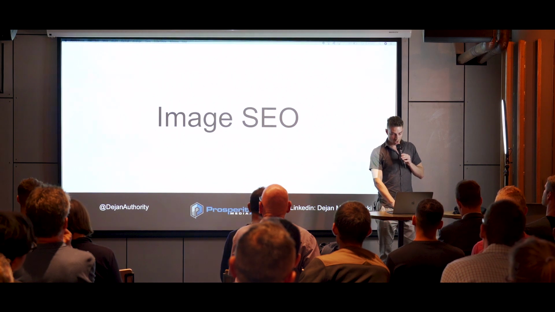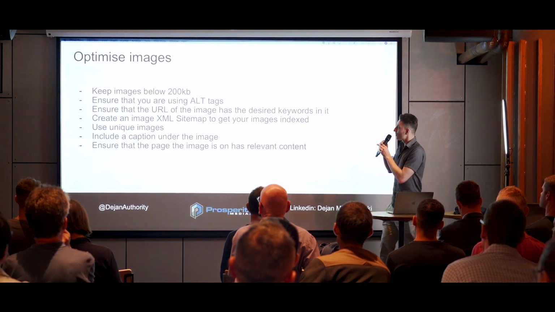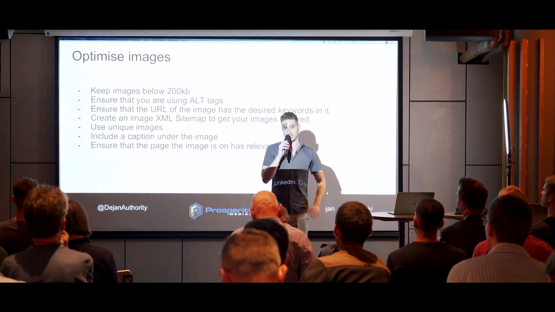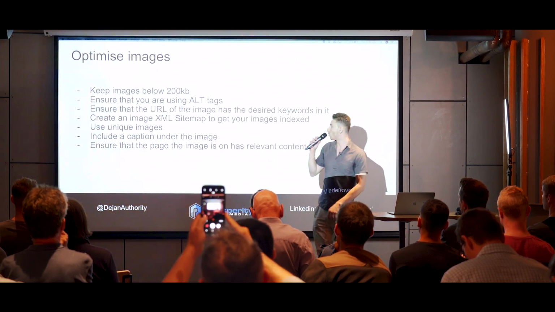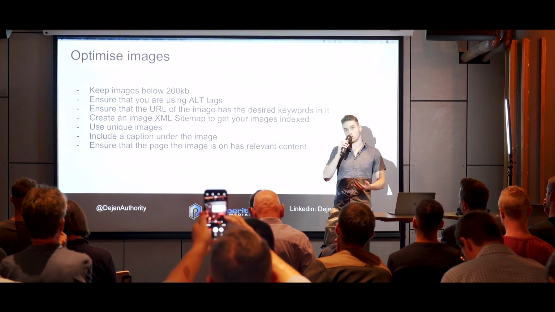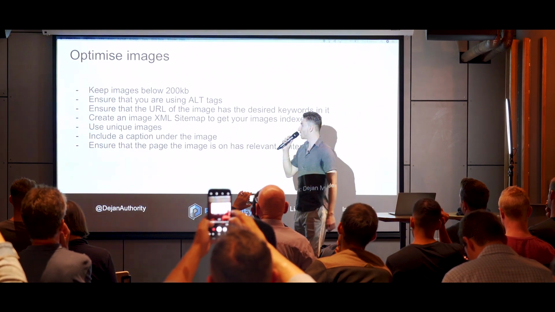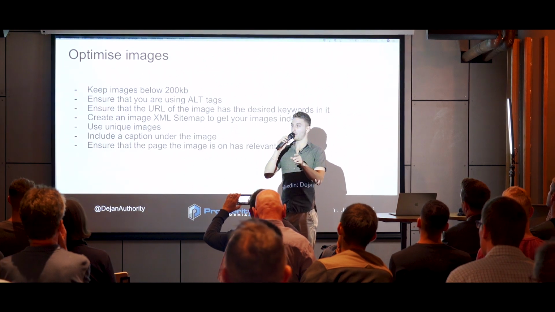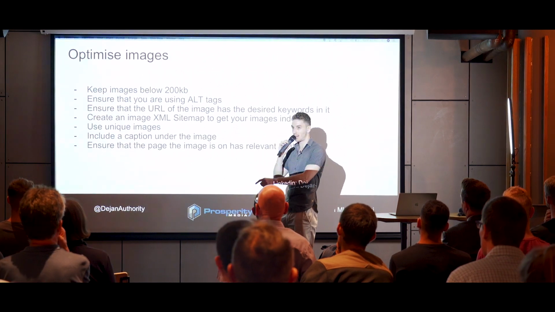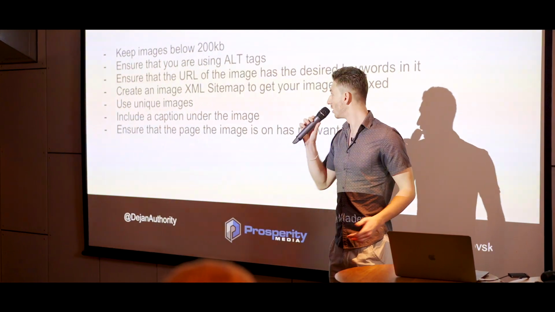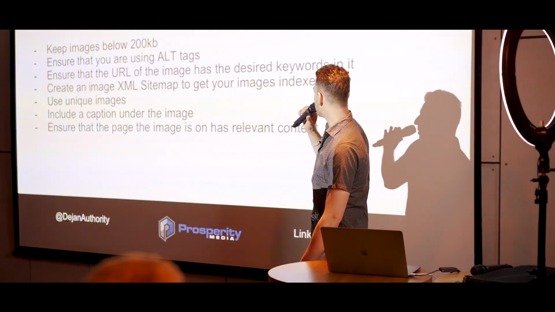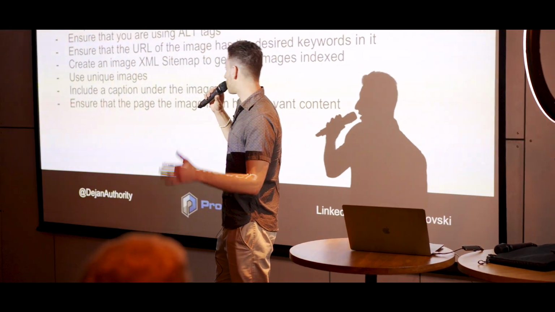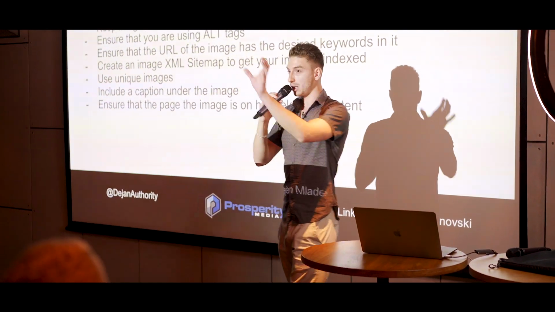So image SEO. How do we optimize images? Well, I like to keep images below 200 kilobytes as a maximum. I like to ensure all images have alt tags describing what the image is. And when I say alt tags, I don't mean, you know, pink panther. I mean, the pink panther is on the ground sitting, right? You want to be more descriptive with it. You want to ensure that the URL of the image has the keywords in it, so it describes the image well. You want to create an XML sitemap that includes all the image URLs as well.